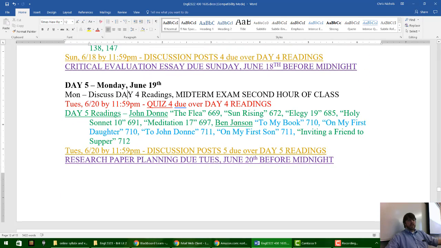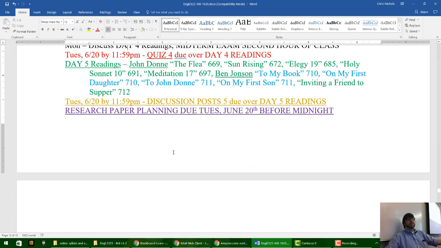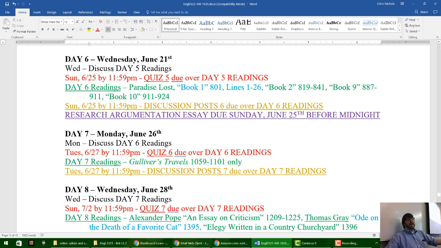Then we have John Donne and Ben Jonson. Then we have the planning due. Then we have Paradise Lost. Then we have the paper due that weekend. And I don't let people talk about book 1. The reason I got rid of that possibility is because these lines 1 through 26, first of all, that's nothing.